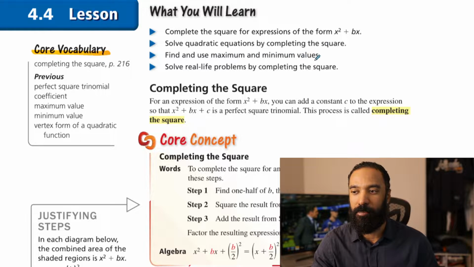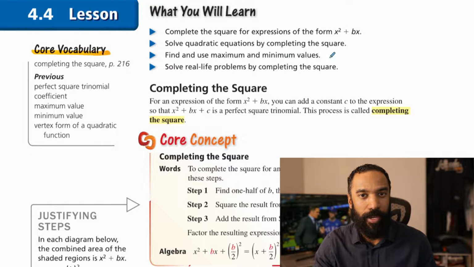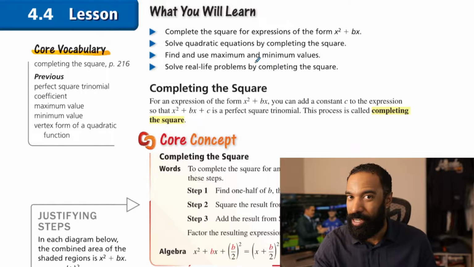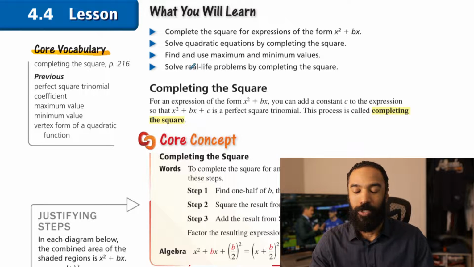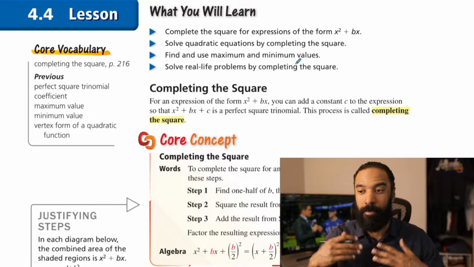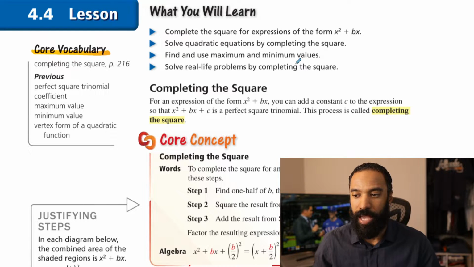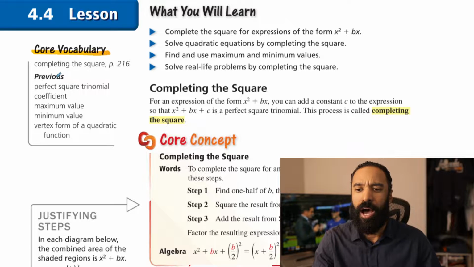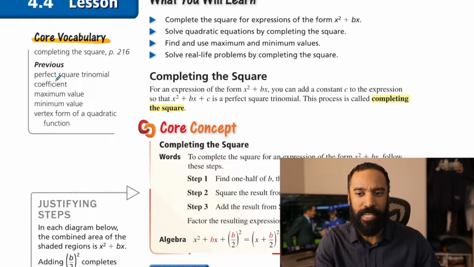Find and use maximum and minimum values. Okay, now we've done that for vertex form of quadratic equations. I suppose by completing the square, you can get into vertex form, which I really wish we taught this chapter before, doing vertex form stuff, and solve real-life problems by completing the square, of course. So I'm going to marry myself to completing the square for this stuff as often as I can or need to.